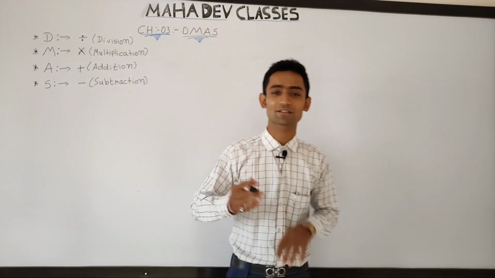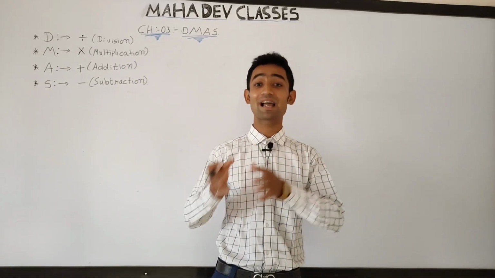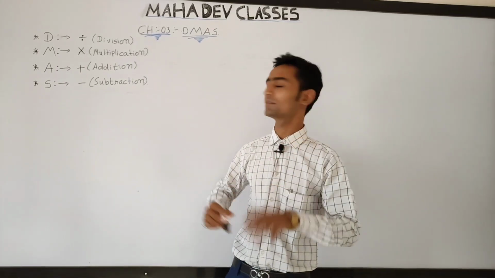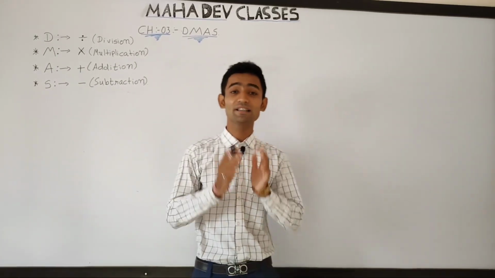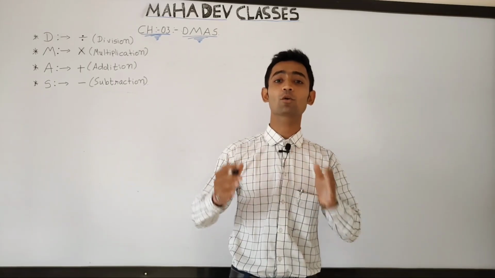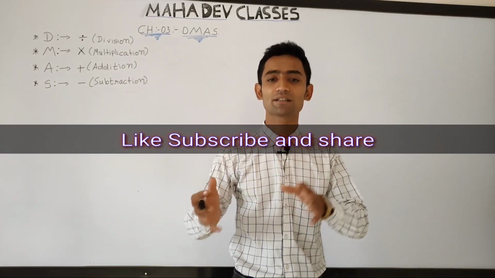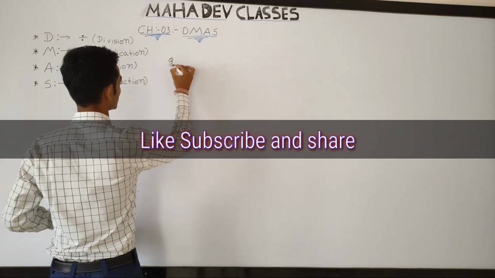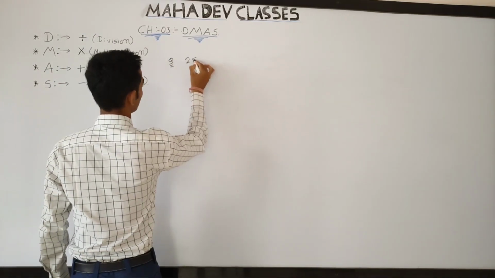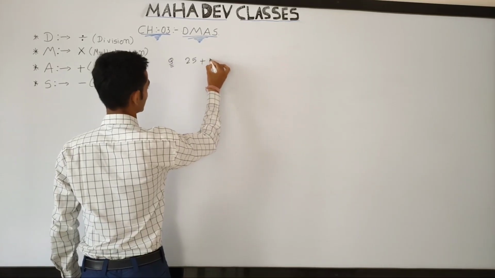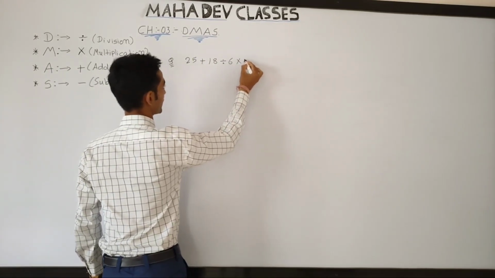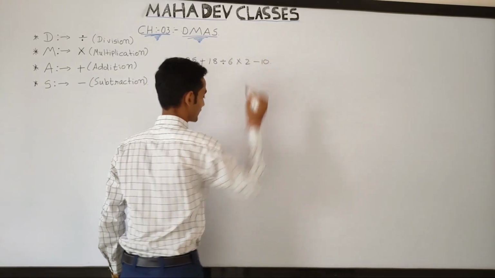In our previous lectures we learned Roman numbers and knowing numbers, and now we are going to learn chapter number 3, which is DMAS. In this chapter we are going to solve some basic simplification questions. Now question number 1, suppose 25 plus 18 divided by 6 multiplied by 2 minus 10.